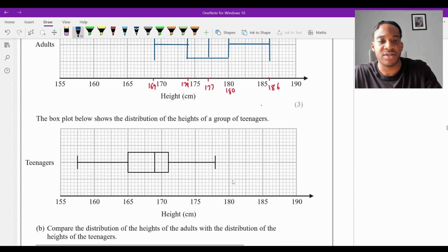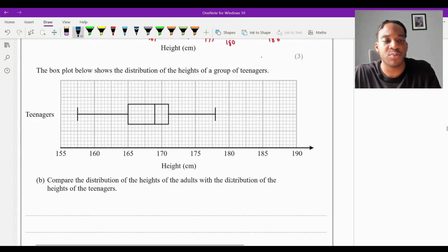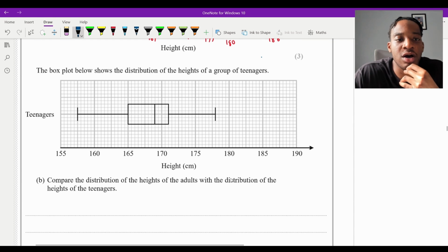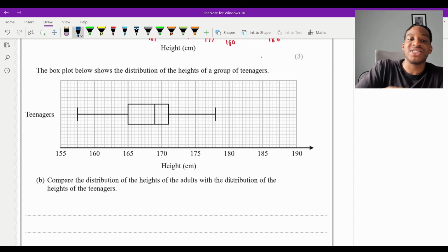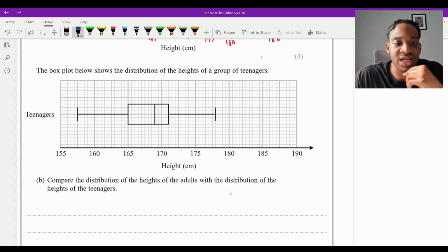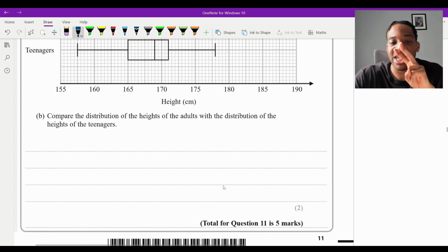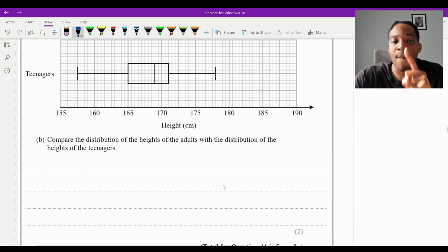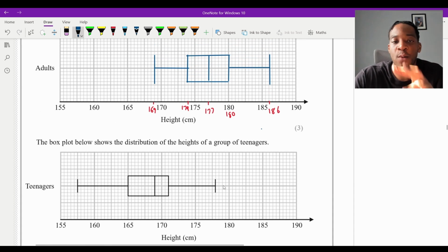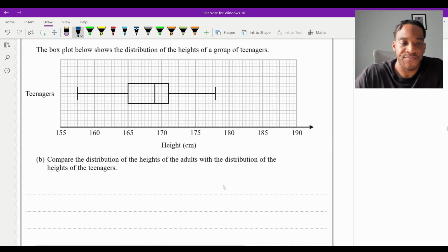And then part B says the box plot below shows the distribution of the heights of a group of teenagers. And we need to compare the distribution of height of the adults with the distribution of the height of the teenagers. Now, this is 2 marks, and you're going to get 2 marks for doing two things. You're going to get 1 mark for comparing the medians, making a comment about the medians. So I'm going to do this here.